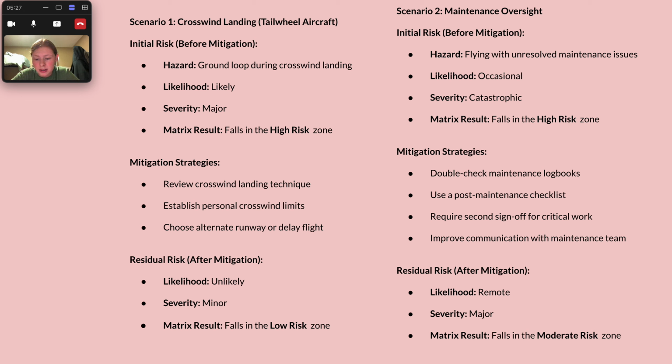To summarize both the scenarios, on the left we have a crosswind landing scenario. Initially, high risk situation, but after practical mitigations, it moves to a low risk zone. On the right, for scenario 2, the maintenance oversight begins as a critical risk due to its severity, but by tightening our verification process, the residual risk becomes moderate and manageable. This side-by-side matrix view clearly shows how proactive strategies can significantly reduce aviation risks.